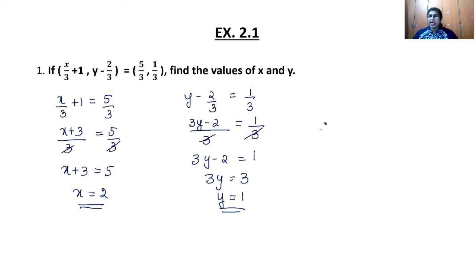So therefore, what is the answer I got for the first question? X value is equal to 2. Y value is equal to 1. Hope this is clear. Yes? Okay, we move on to the next question, the second question.